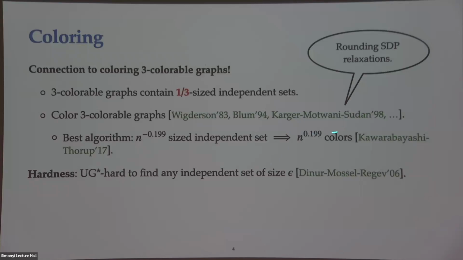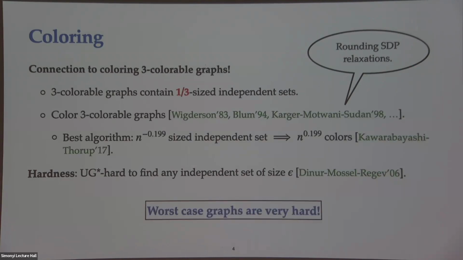So all these later algorithms rely on rounding SDP relaxations. One can view the lack of progress, since polynomially many colors is quite large, as maybe a lack of good rounding algorithms. So this is one main motivation of our work: to study different or better techniques to round SDP relaxations. But anyway, as far as we can tell, this problem is super hard for worst-case graphs.